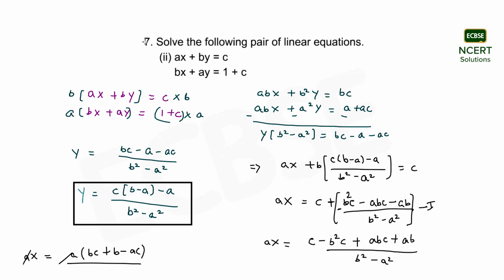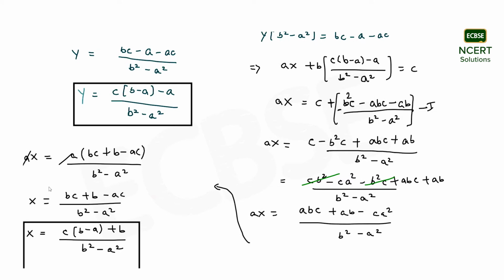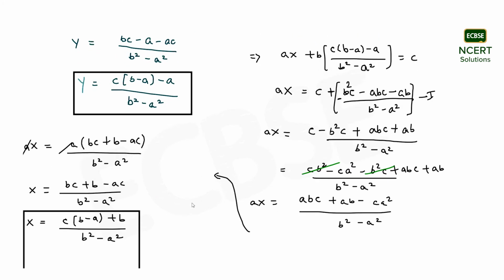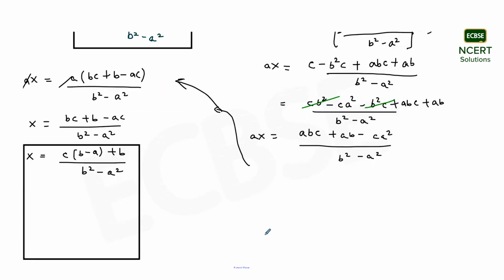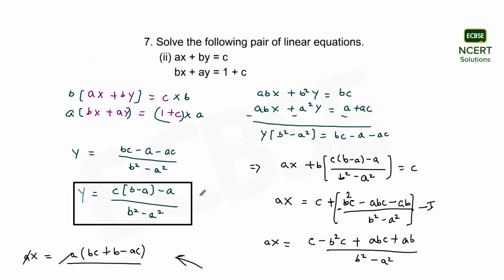Second part of question 7. I hope this question is clear, as I have used the elimination method in order to get the value for the variable x and for the variable y, right? Just remember, I have to move to this step after this step, right? So this is about this part. I hope this is clear to all of you.